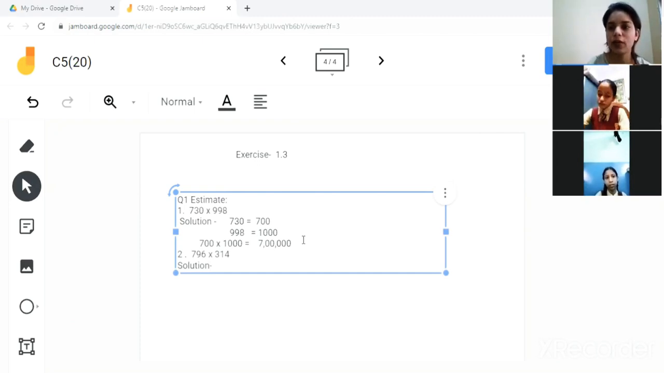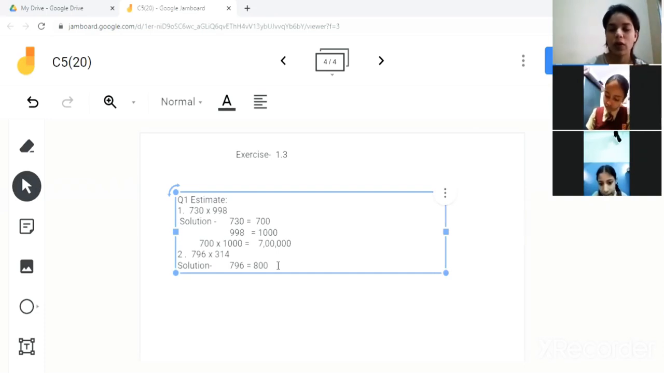first convert it into the nearest 100. Why are we doing so? Because by putting zeros, the calculation becomes easier, children. If zeros are there, it is easy for us to do the multiplication of any number. Now 796 will be converted into what? 796 will be converted into the nearest hundred, 800, because 796 is nearer to 800.